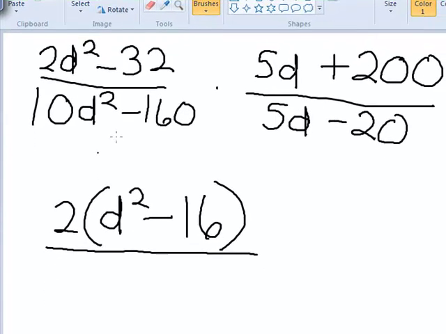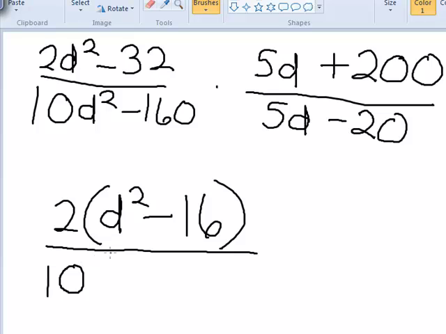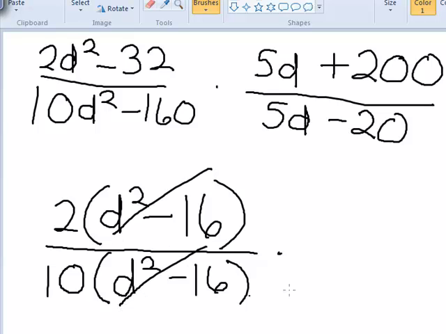Downstairs, we have a 10 that can be factored out. So I have 10 times the quantity d squared minus 16. 10 times d squared is 10d squared, and 10 times negative 16 is negative 160. Oh, already I see some canceling that can be done, because d squared minus 16 divided by d squared minus 16 is just 1. And these are factors. That is, they're joined to the various parts of the fraction, the numerator and denominator, by multiplying, not by addition or subtraction. They are common factors, and they can be canceled right away. So we know that's coming.